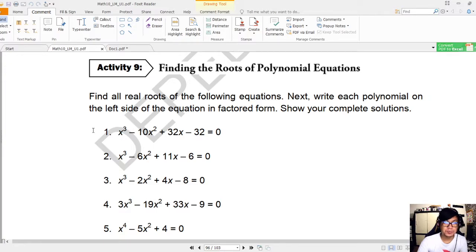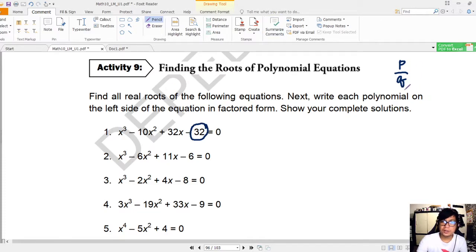iba po yung format. Nasa standard form po siya, so gagamitan natin siya ng rational root theorem. Yun yung sinabi ko kanina. So, sa rational root theorem, as we discussed a while ago, it is denoted as P over Q. Now, yung P, yun yung factors ng constant term. So, sa example number 1, ano ba yung constant term natin? The constant term is this one, 32.